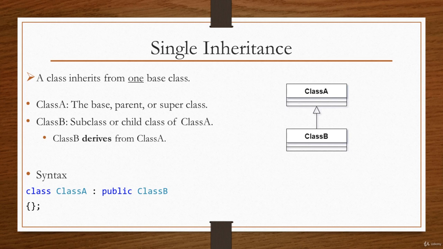Okay, so class A, the base parent or superclass, and then class B, which is a subclass or child class of class A. So in other words, class B derives from class A.